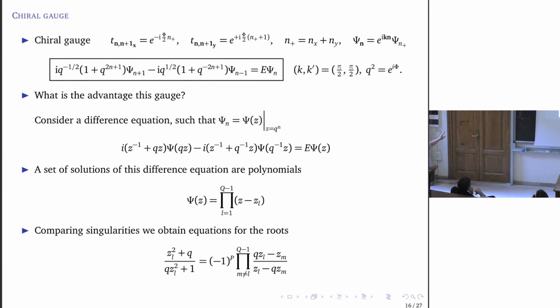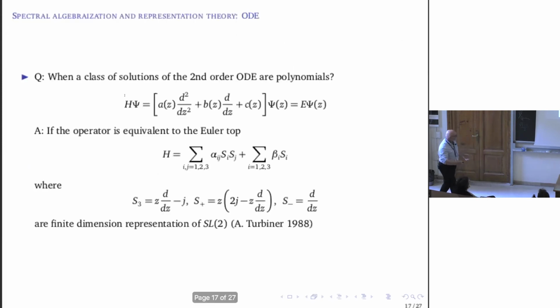eventually all solutions of this equation are polynomials. Once they are polynomials, they are characterized by roots, and roots are based on that system. So the issue is how it happened that there is such a gauge where solutions are polynomials, and it happens for only one reason. Let me briefly recall a story which is called algebraization, of spectral algebraization and representation theory. I do it on a very simple example.